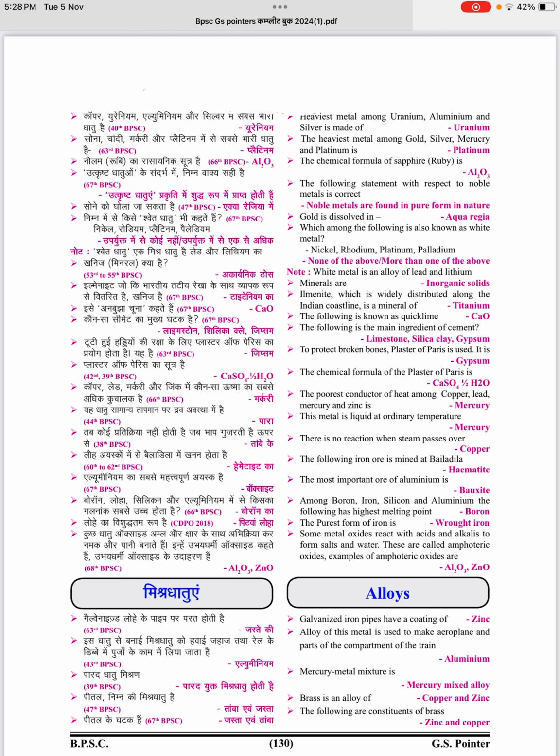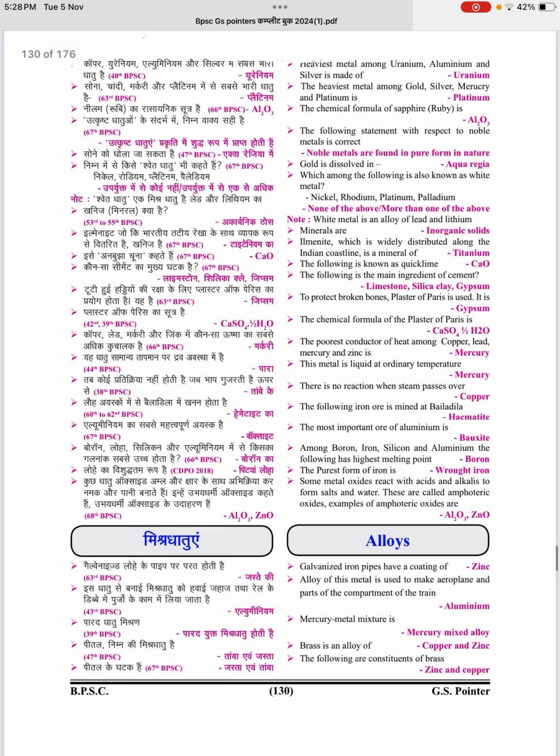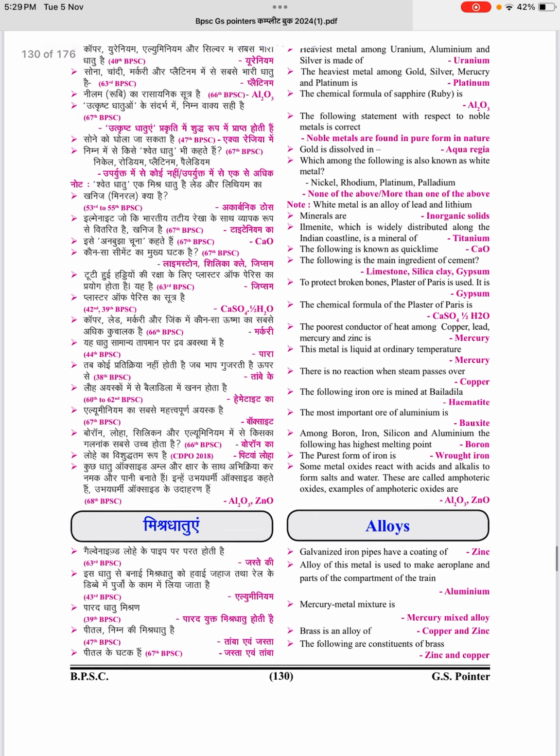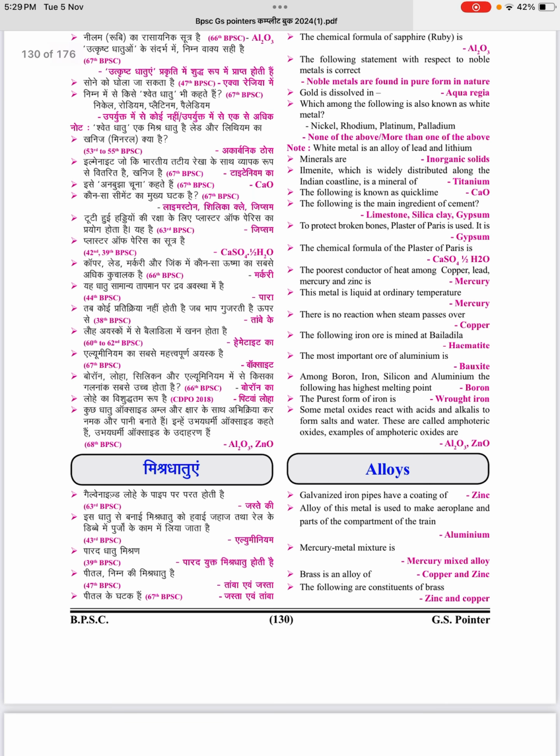The chemical formula of sapphire and ruby is Al2O3. The following statement with respect to noble metals is correct: noble metals are found in pure form in nature. Gold is dissolved in aqua regia. Which among the following is also known as white metal? None of these. White metal is an alloy of lead and lithium. Minerals are inorganic solids. Ilmenite, which is widely distributed along the Indian coastline, is a mineral of titanium.